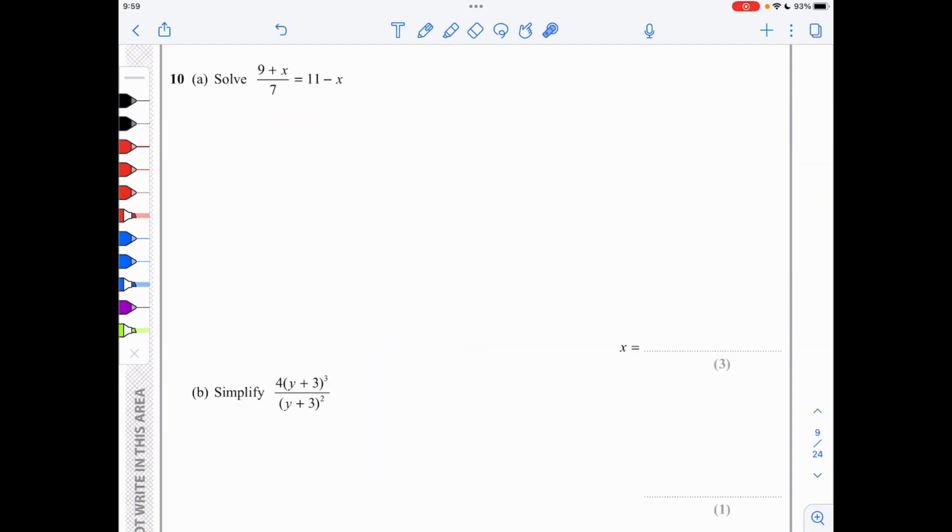In 10a, we need to solve the given equation. I will start by cross multiplying to get that 9 plus x is 7 times (11 minus x). I will be expanding the right hand side to get 77 minus 7x, and then collect the x's on the left and the numbers on the right. So we get that 8x is 68, and therefore x is 68 over 8, which simplifies to 17 over 2.